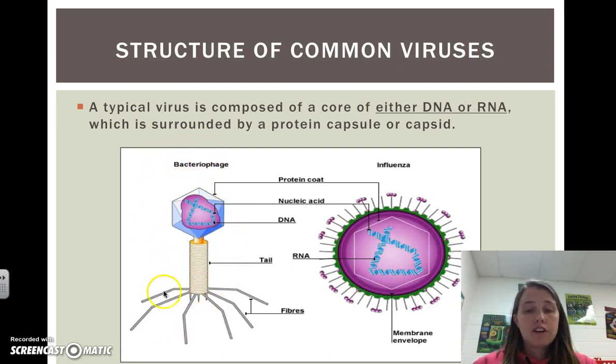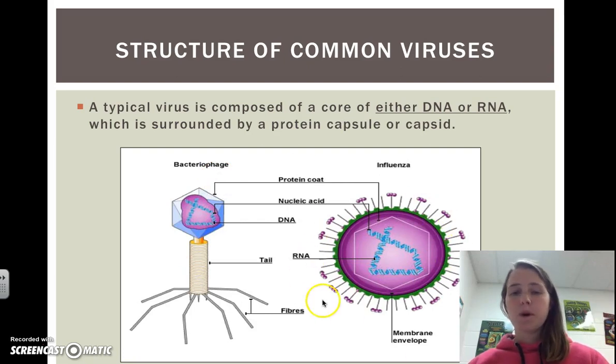This is a bacteriophage, and this actually is influenza. This is what the flu looks like. So when you get the flu, it's a lot of these little tiny viruses that look like this. And they are made of a envelope.